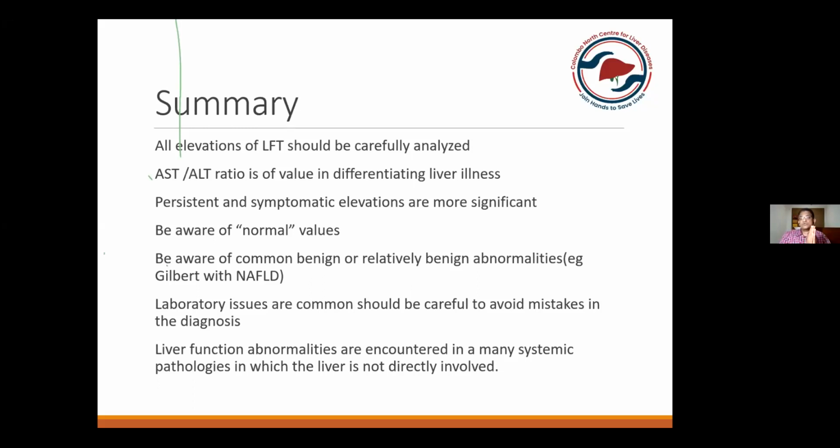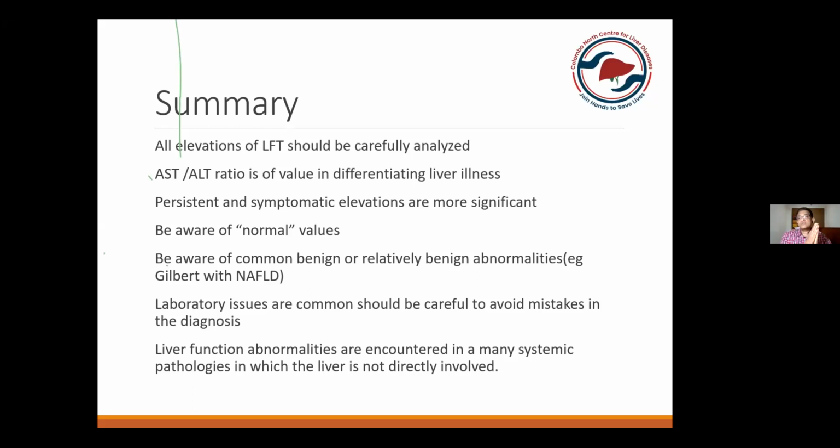So Gilbert syndrome and NAFL can coexist, and the liver panel or the liver function test will look very ominous. So a GP will refer the patient to a consultant, see elevated bilirubin, elevated AST, and please have a look. But if you carefully analyze, even at a general practitioner level, you should be able to diagnose Gilbert syndrome and NASH or fatty liver, which can be looked after even at that level.